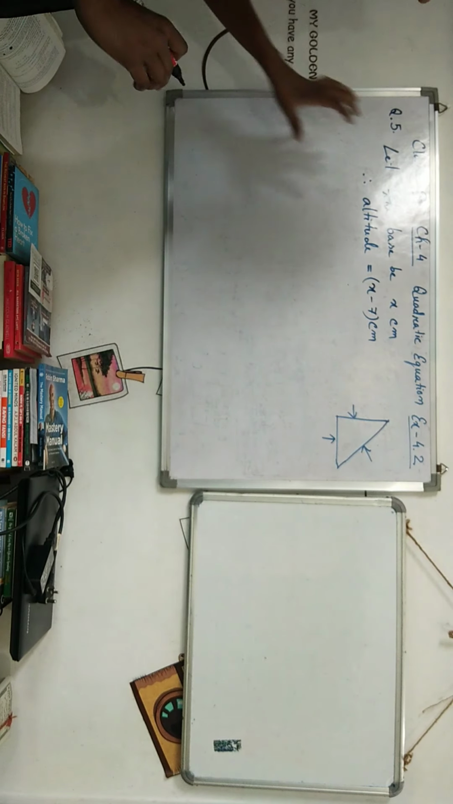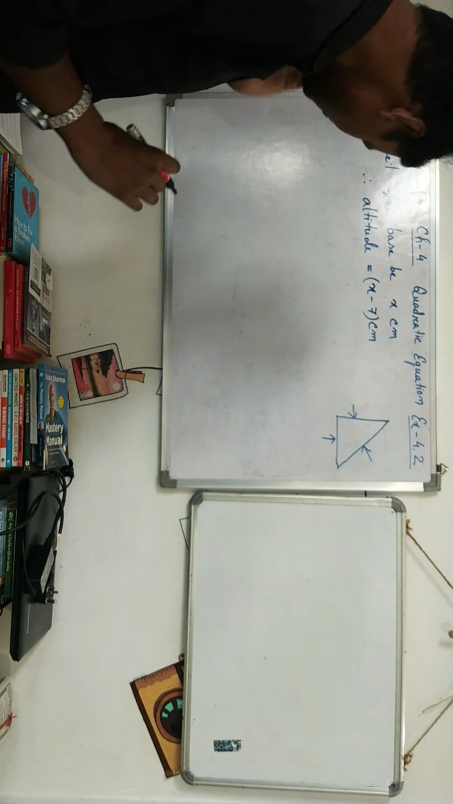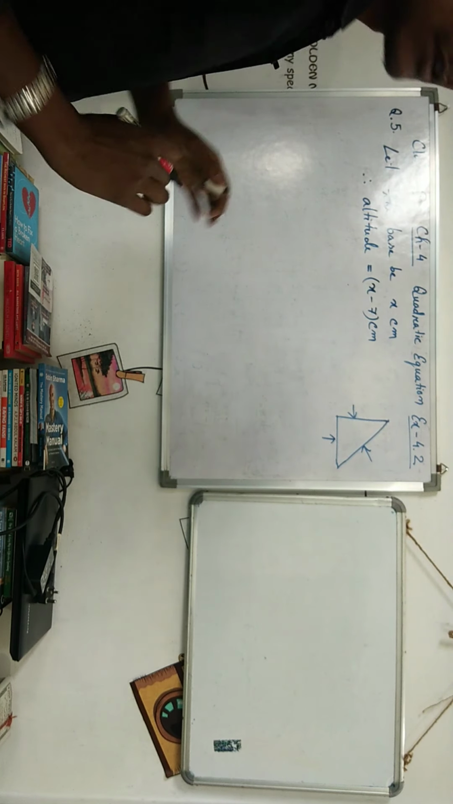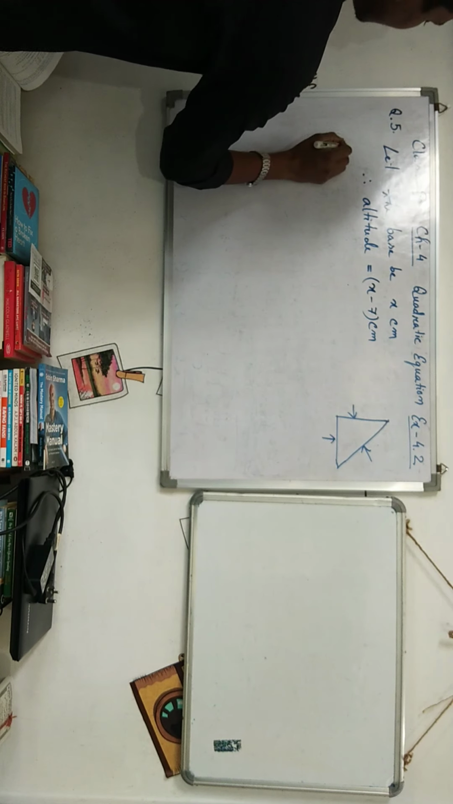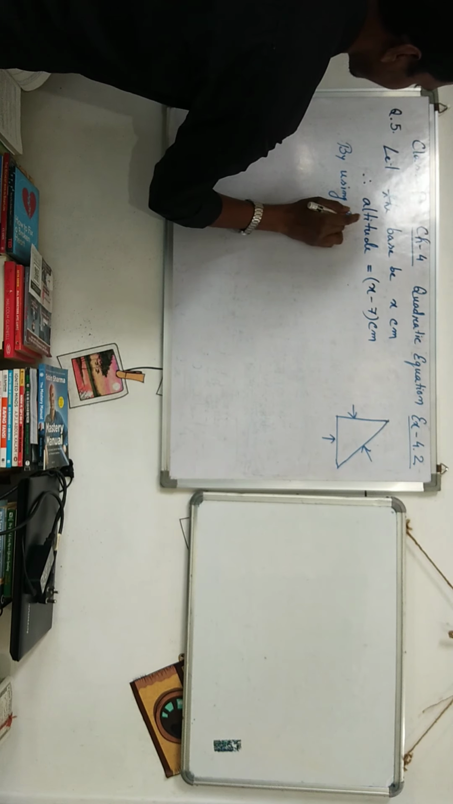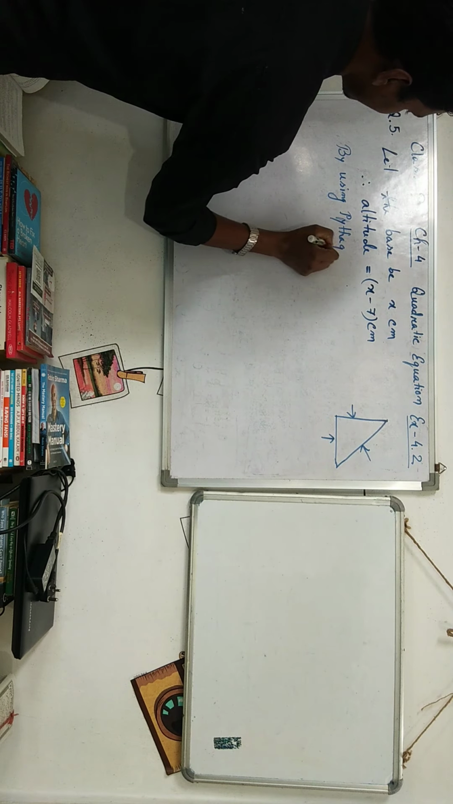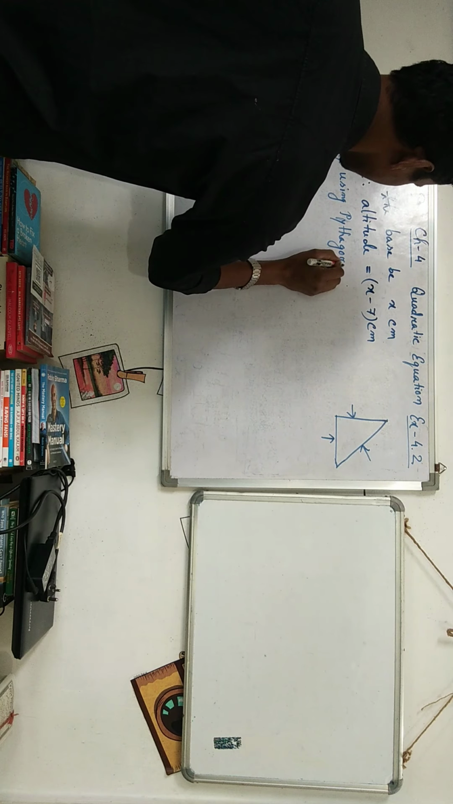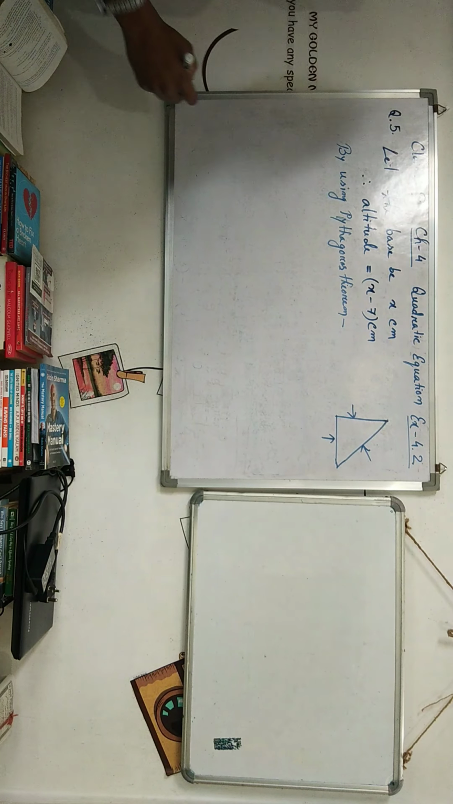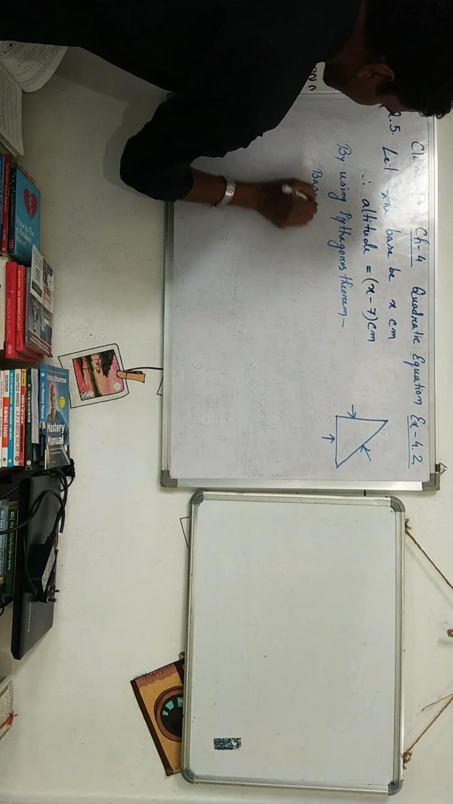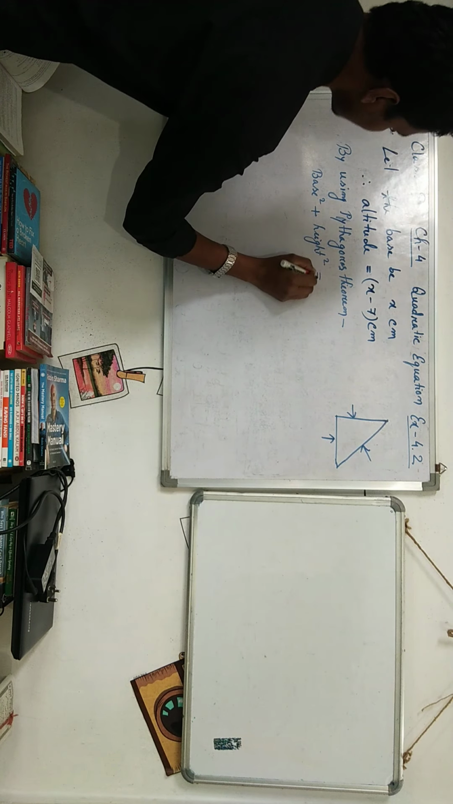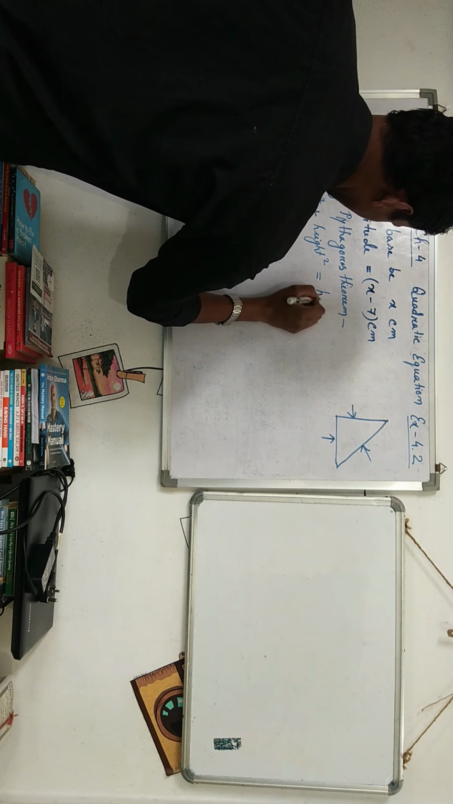In this question, we will solve by using the Pythagoras theorem. It is given that the hypotenuse is 13 centimeter. Hypotenuse is also given, so now we will use the Pythagoras theorem. By using the Pythagoras theorem, base square plus height square is equal to hypotenuse square.